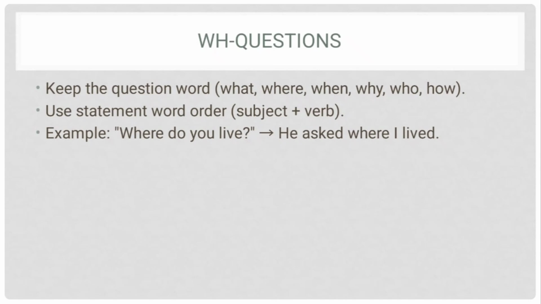WH questions. For WH questions such as what, where, when, why, who, and how, we keep the question word, but we change the sentence into a statement form. For example, "Where do you live?" Indirect: He asked where I lived.